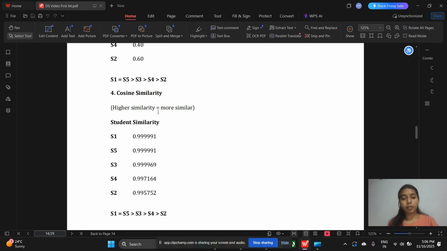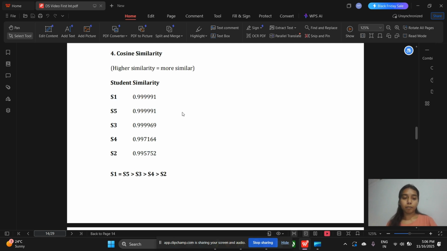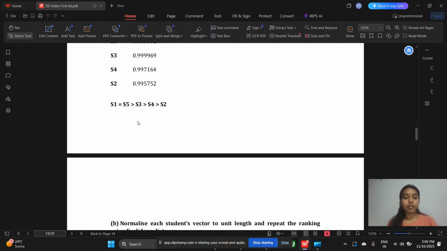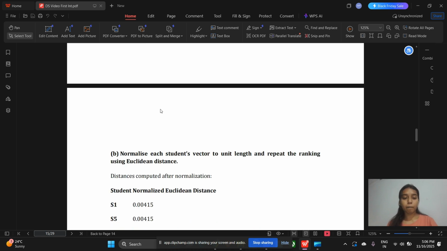Fourth is cosine similarity. The higher the similarity, the more similar. These are the similarities of the students, and this is the ranking, that is s1 equals s5 greater than s3 greater than s4 greater than s2.